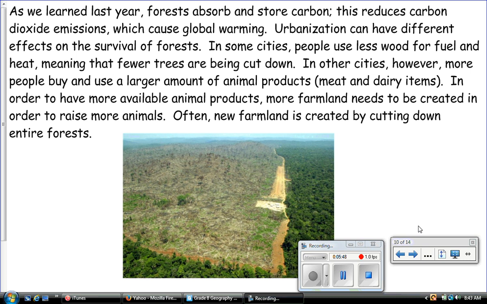As we learned last year, forests absorb and store carbon. This reduces carbon dioxide emissions, which cause global warming. Urbanization can have different effects on the survival of forests. In some cities, people use less wood for fuel and heat, meaning that fewer trees are being cut down. In other cities, however, more people buy and use a larger amount of animal products, meat and dairy items. In order to have more available animal products, more farmland needs to be created in order to raise more animals. Often, new farmland is created by cutting down entire forests, as you can see in this diagram here.